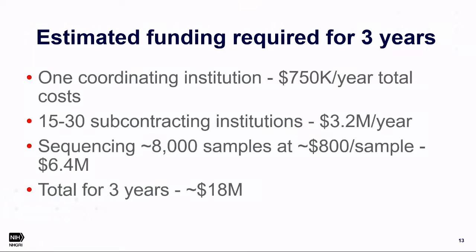The estimated budget for this 3-year pilot is about 18 million US dollars. This includes one coordinating institution with about 750K total cost per year for 3 years, and 15 to 30 subcontracting institutions with a total of about 3.2 million per year for 3 years. Sequencing costs about 6.4 million for about 8,000 samples, with about 800 per sample cost.